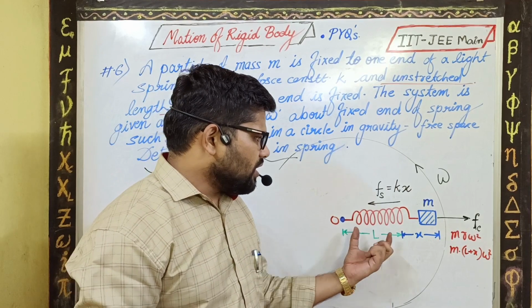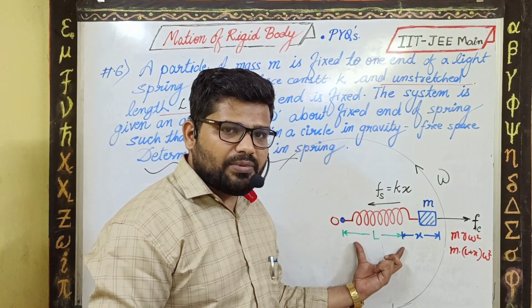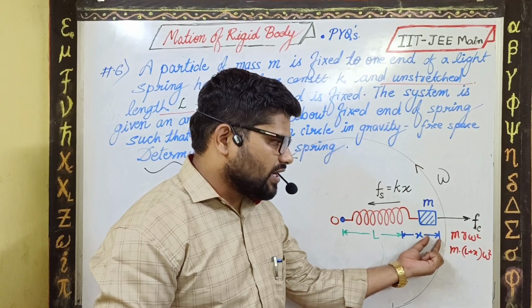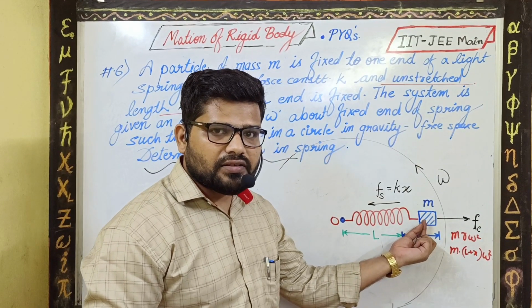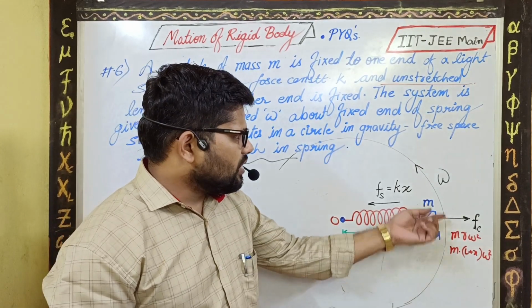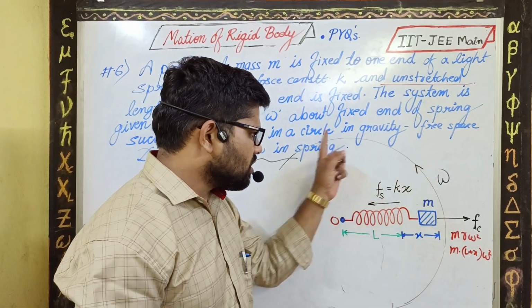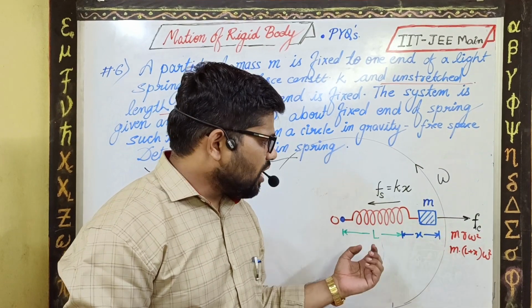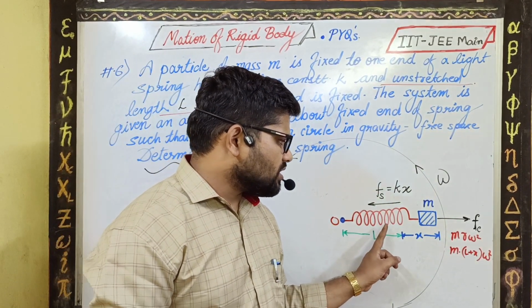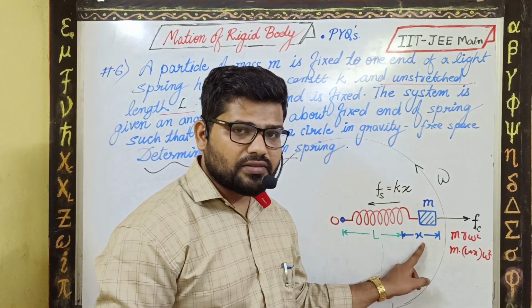We are given a spring of the length capital L. A particle of mass small m is attached at the one end of the spring. The second end of the spring is fixed and it is given an angular speed omega for the circular motion. We have to determine, during the circular motion, what will be the stretching in the length of the spring.